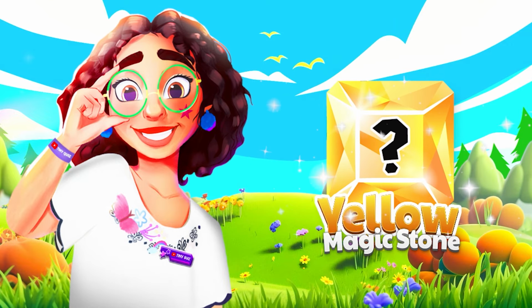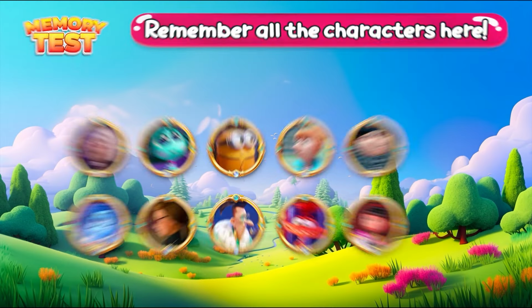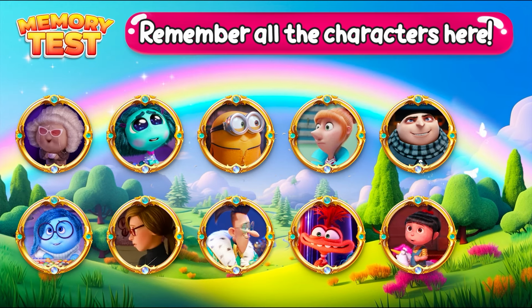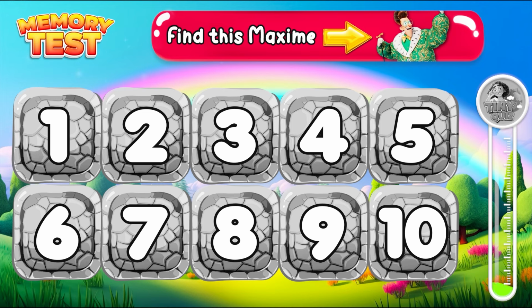Yay! It's a memory game! Remember all the characters here. Where is Maxime?